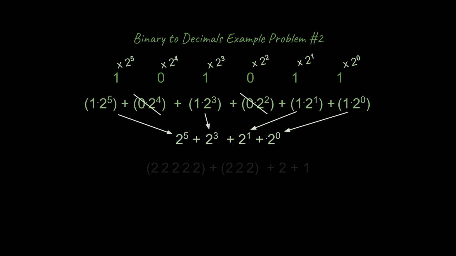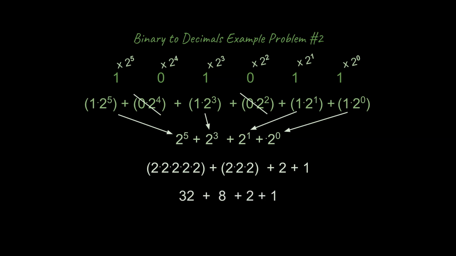So then we can say, well, let's figure out what that actually means. 2 to the 5th means 2 times itself 5 times. And similarly, you could say the same thing about 2 to the 3rd. That represents 2 times itself 3 times. So if you continue to simplify here, this is going to be 32 plus 8 plus 2 plus 1, which gives us 43. So hopefully you're starting to get the hang of this.